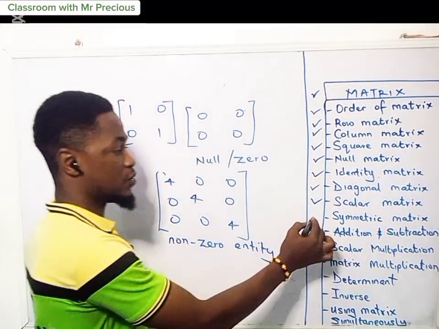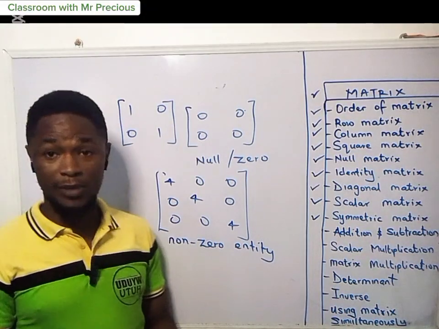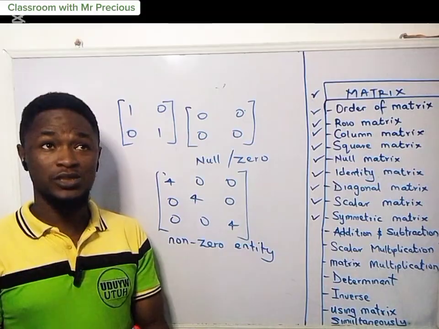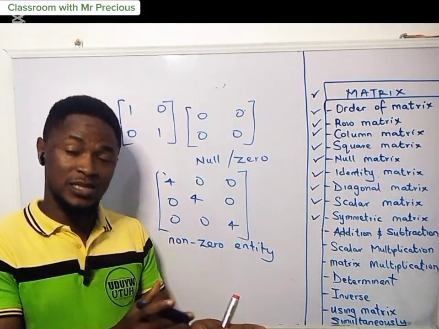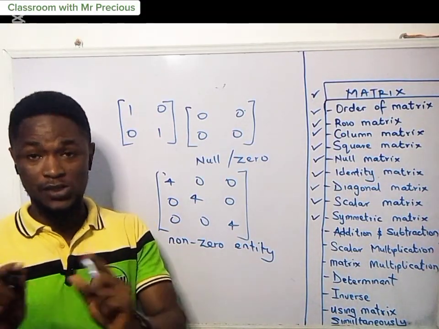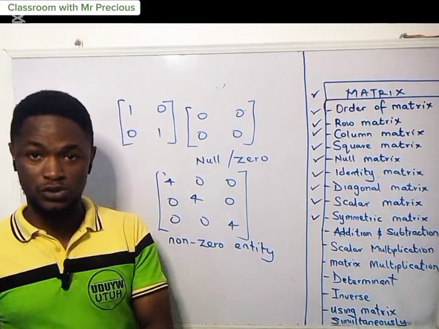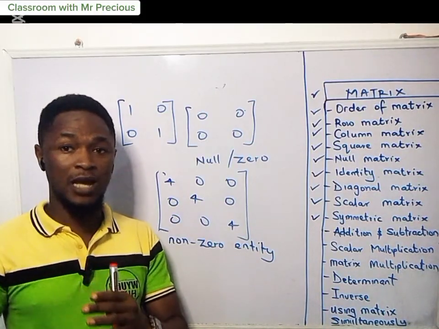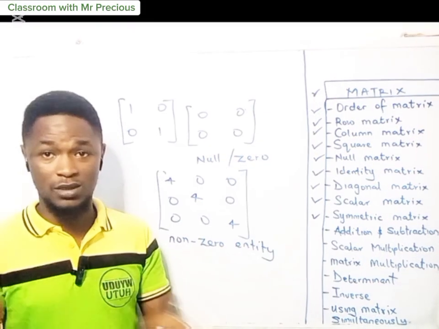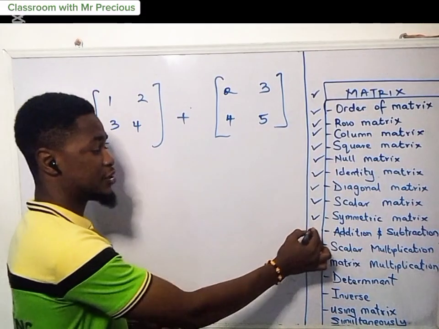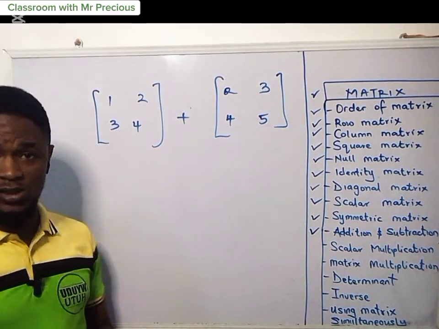Now for this last one, symmetric matrix. A symmetric matrix is just where the matrix is equal to its transpose. So there's something called the transpose of a matrix. We're going to get into that maybe in another video. I'll do another video for that. Now, for addition and subtraction of matrices.